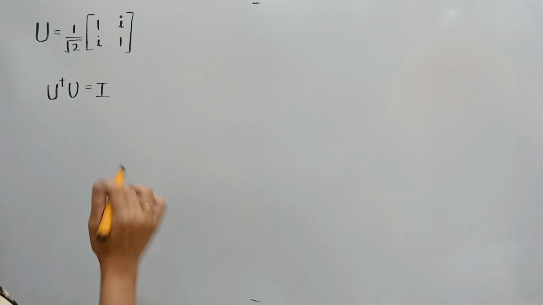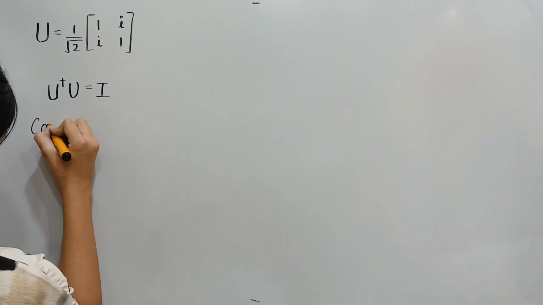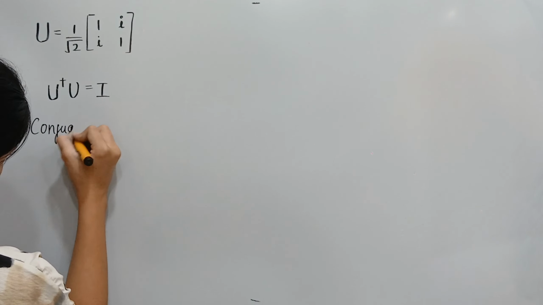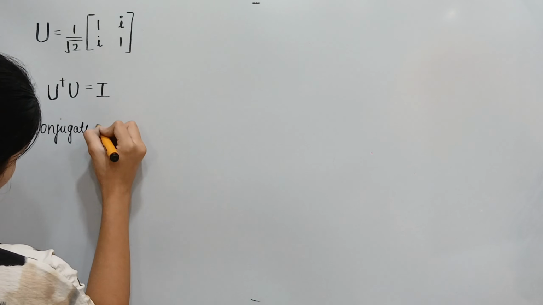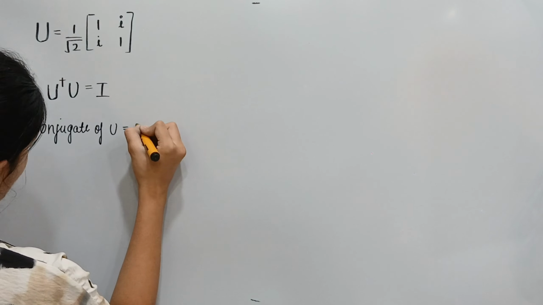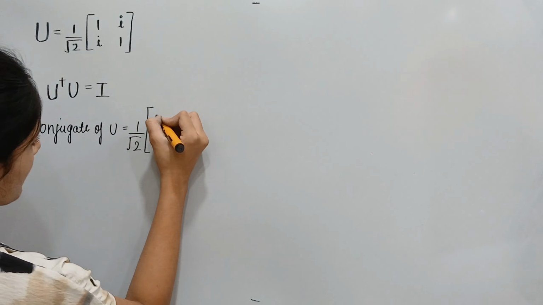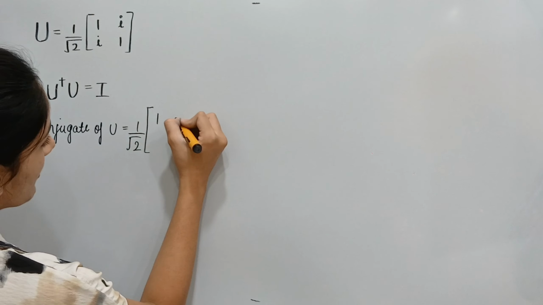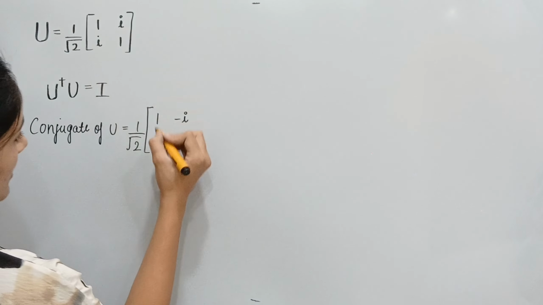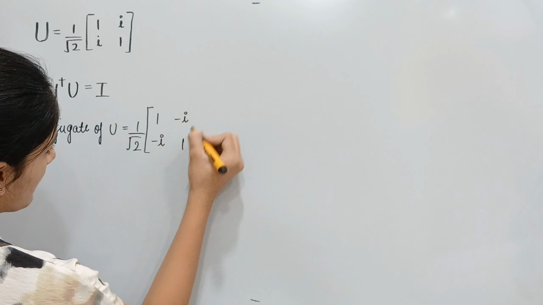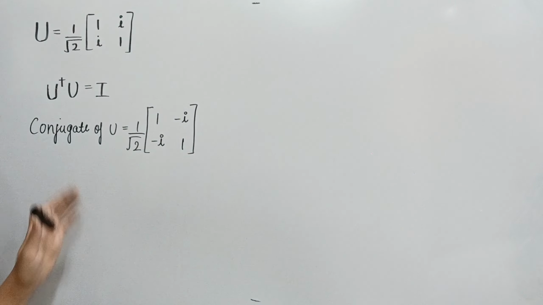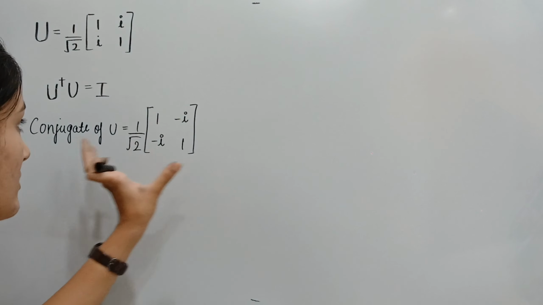Now first of all we have to find out the conjugate of U. So conjugate of matrix U will be 1 by root 2 as it is. 1 will be as it is. I will become minus I. Again minus I and 1 as it is. Now this is our conjugate matrix of U.